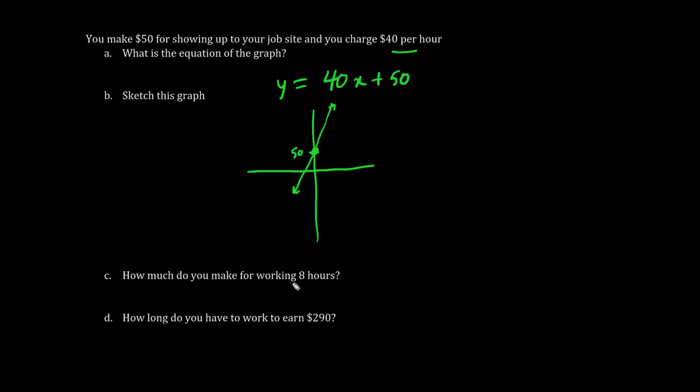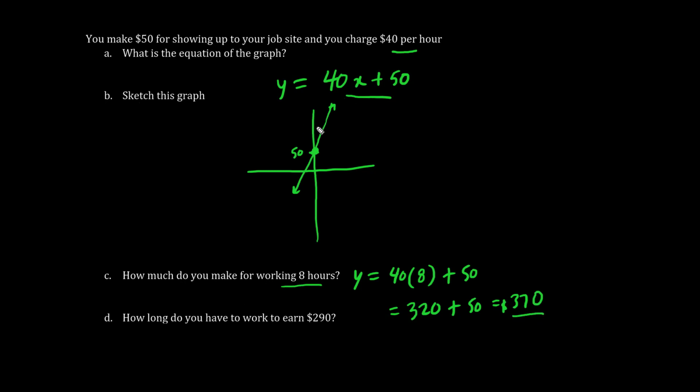So how much do you make for working 8 hours? So we have the equation here, and we say y equals 40 times time, or x, which is 8, plus 50. 8 times 4 is 32, so we have 320, plus 50 is $370.